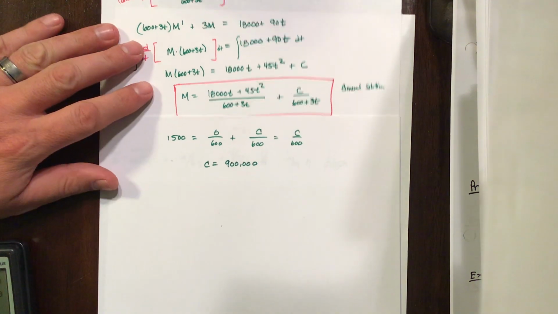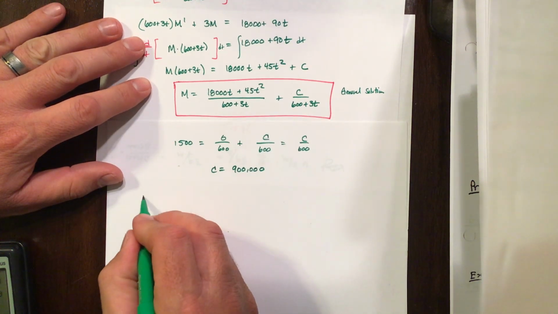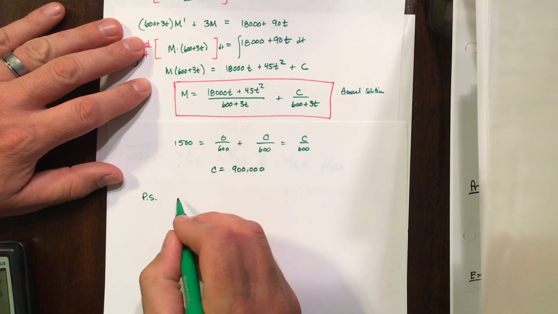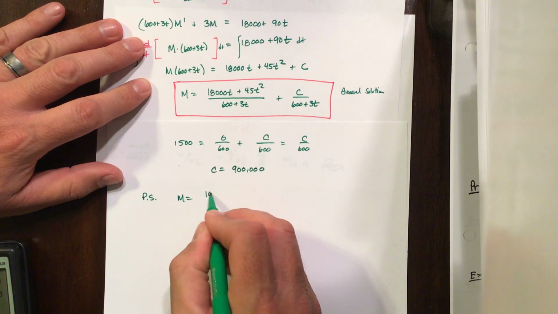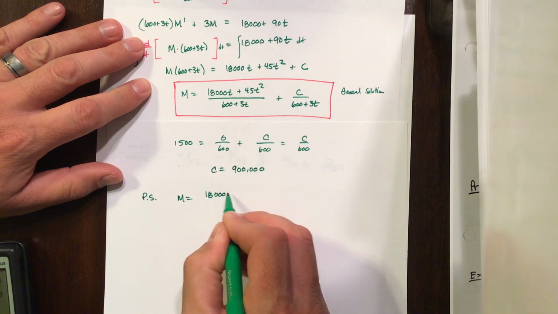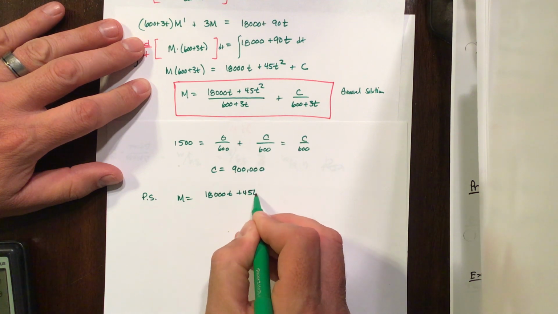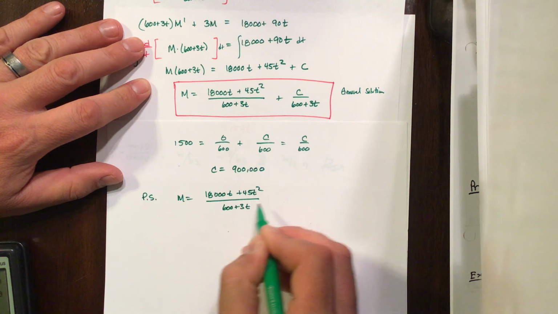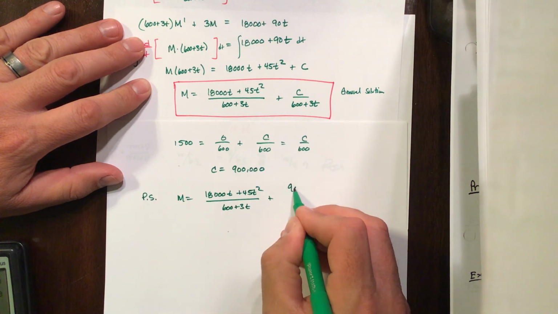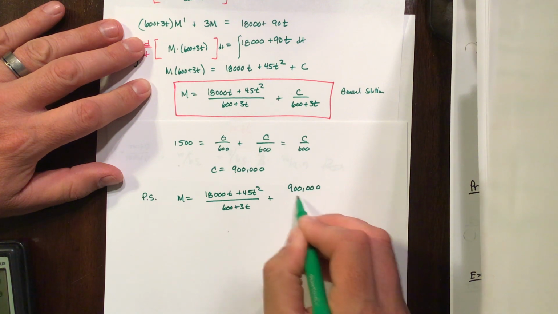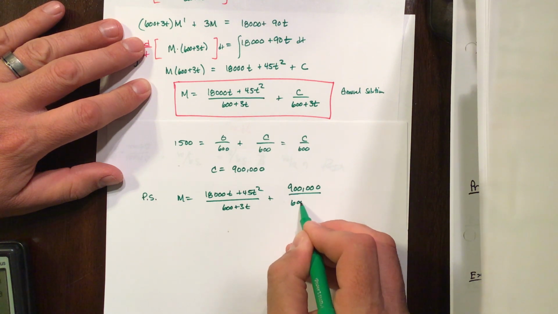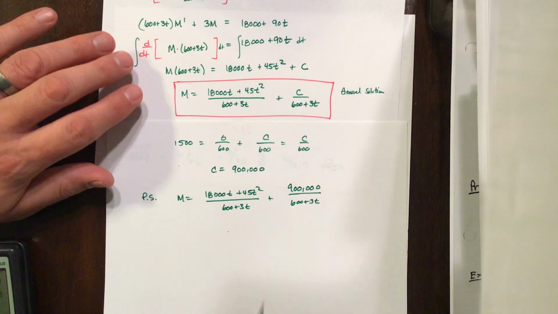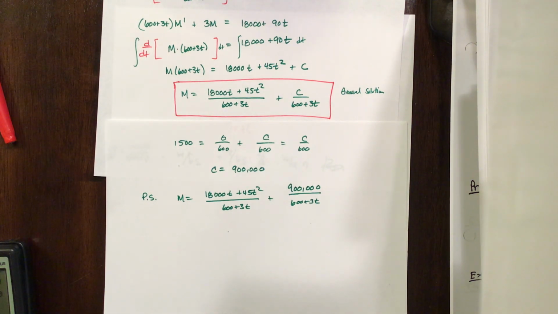All right. So our particular solution is 18,000t plus 45t squared over 600 plus 3t plus 900,000 over 600 plus 3t. Why I left that as two different fractions added together when they both have the same denominator, your guess is as good as mine. I probably shouldn't have done that.